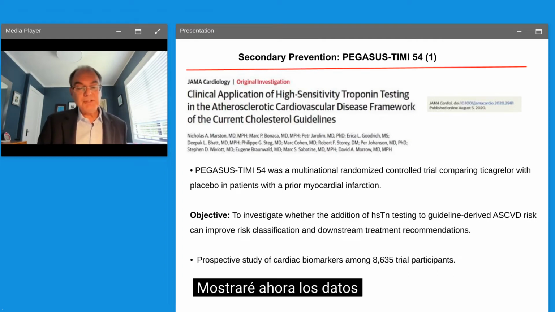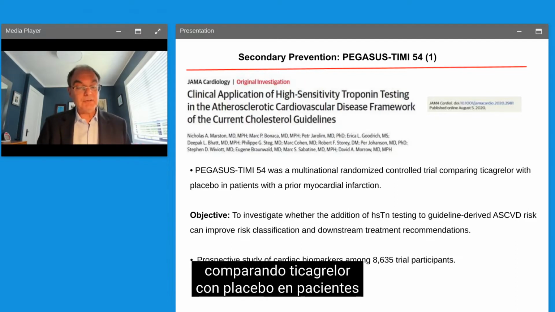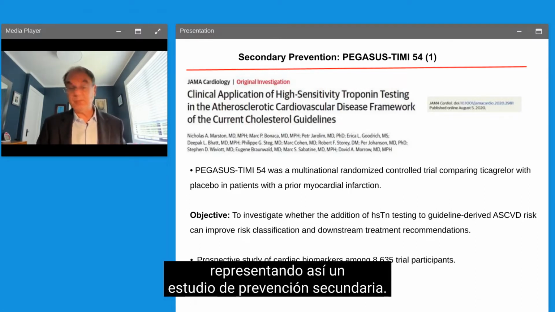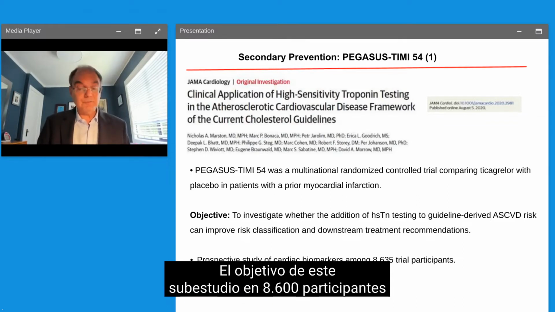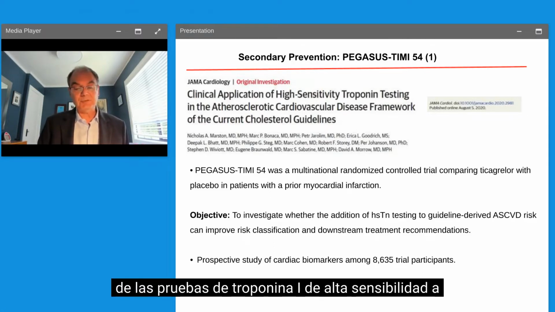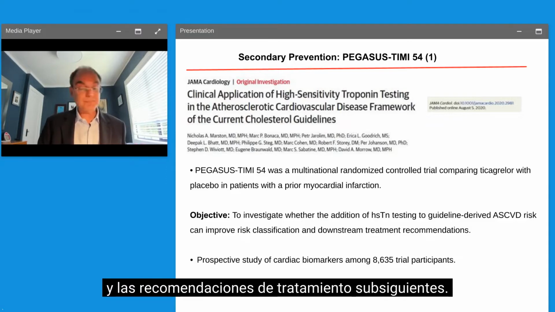I will show you now data from the PEGASUS-TIMI 54 trial, a multinational clinical trial comparing ticagrelor with placebo in patients with myocardial infarction, thus representing a secondary prevention study. The objective of this sub-study among 8,600 participants was to investigate whether the addition of high-sensitivity troponin I testing to guideline-derived atherosclerotic cardiovascular risk can improve risk classification and downstream treatment recommendations.